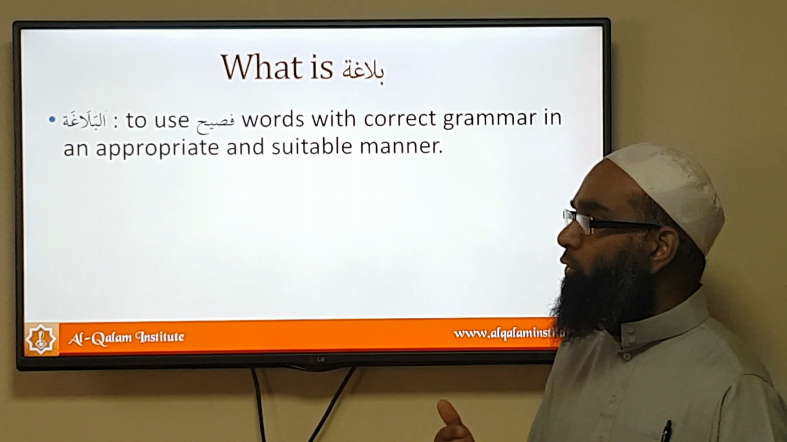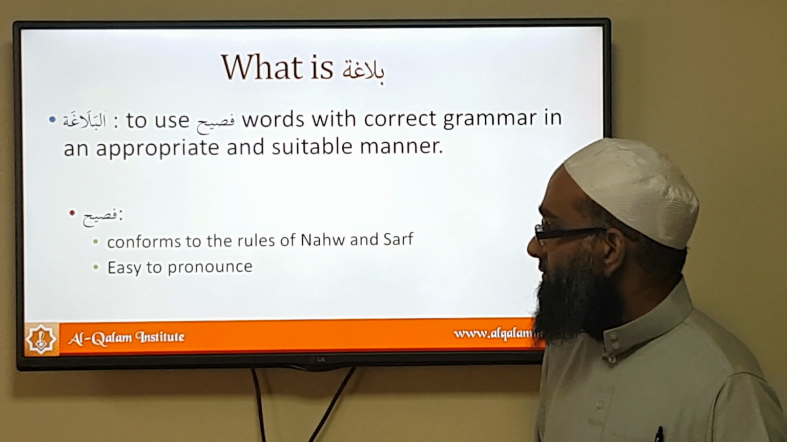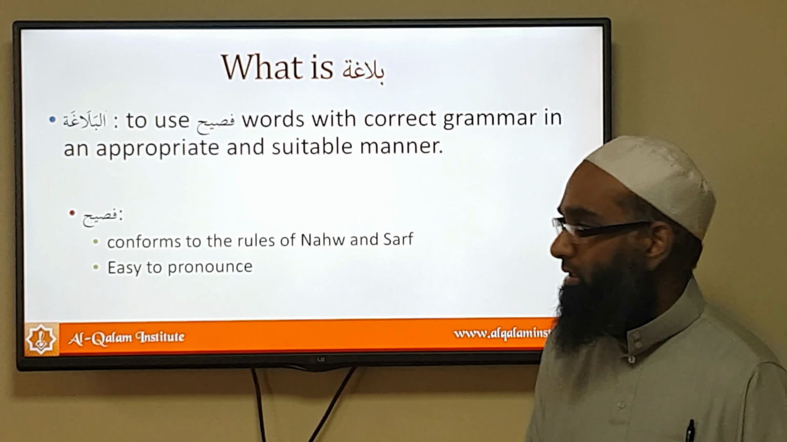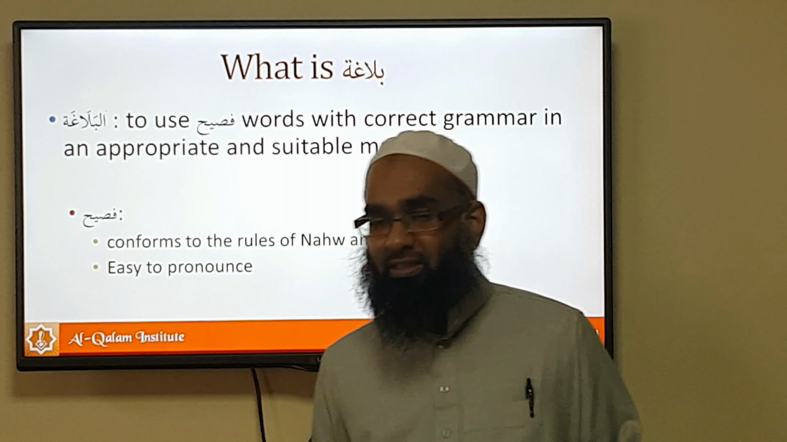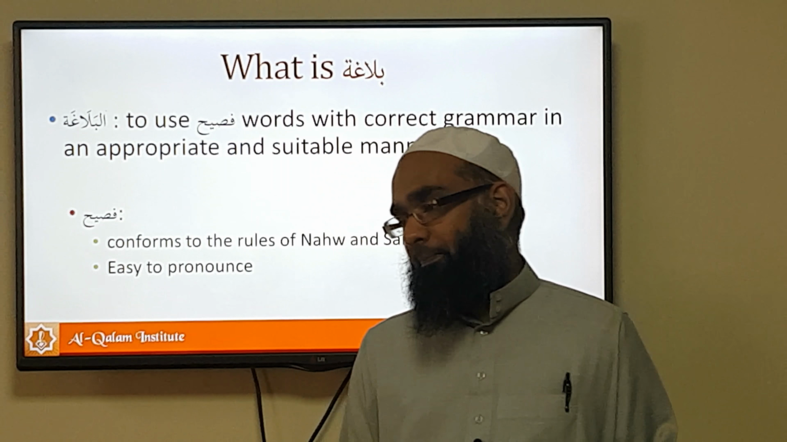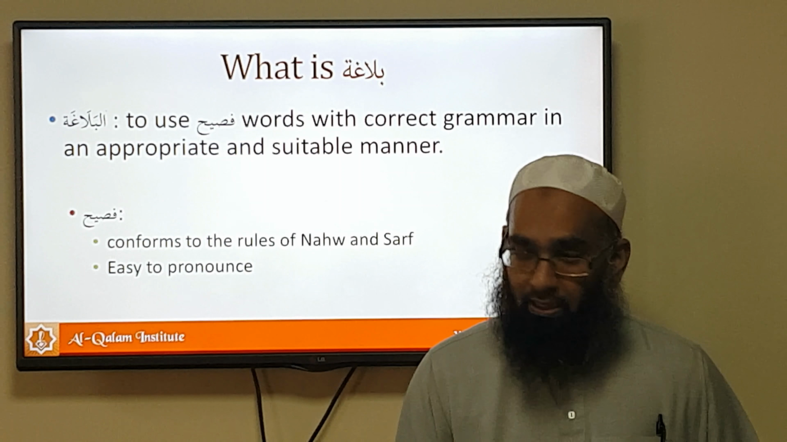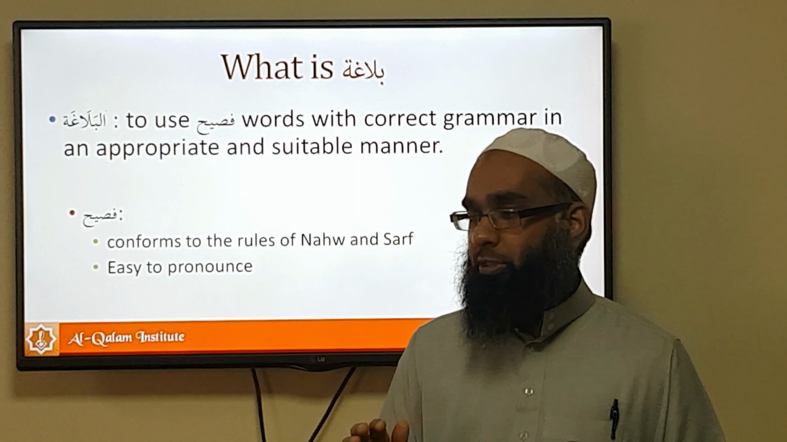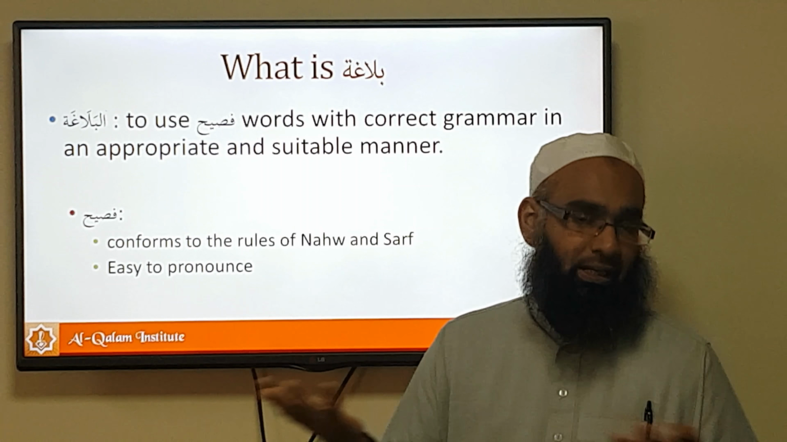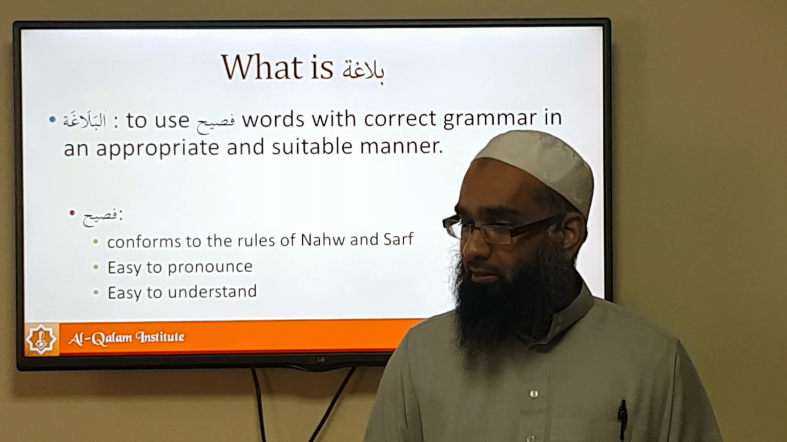Basically correct, in terms of Nahwa, in terms of Sarf, and in terms of pronunciation, it's easy to pronounce. Something really hard to pronounce, like tongue twisters. Imagine if the Quran had tongue twisters in it. It wouldn't be an eloquent book, would it? So when it says Fasih, it means it's good quality language. Simple, good quality language. It's easy to understand. Just using hard words doesn't mean it's good.